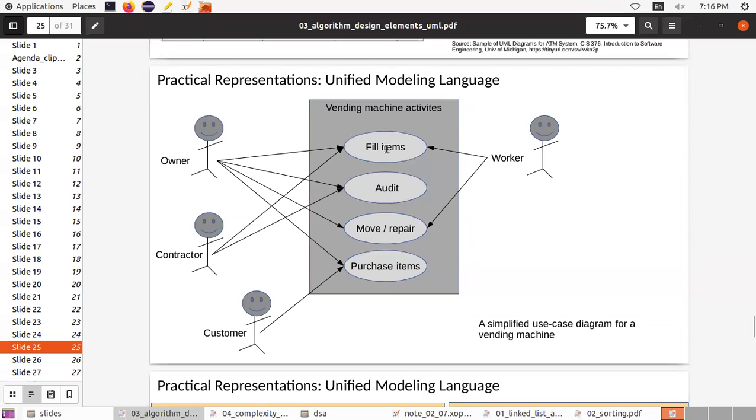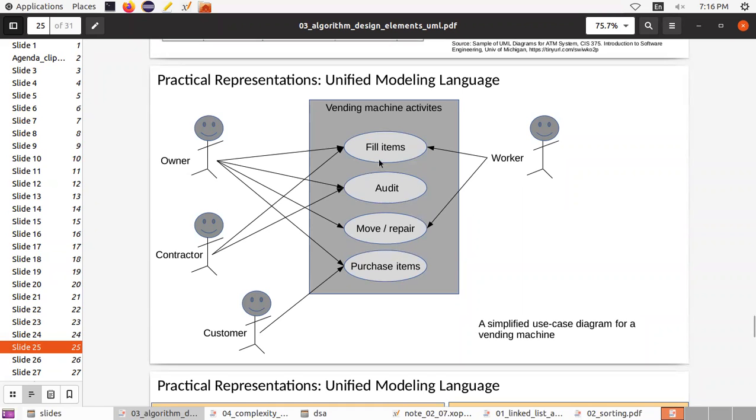The different things that can be done with a vending machine are fill the items, audit the items. That means count how many items were consumed in the last 1 week or 2 weeks or whatever. Repairing or moving that particular vending machine. Purchasing the items. Somebody wants to go to that particular machine, put some money in it and purchase something from that particular vending machine.